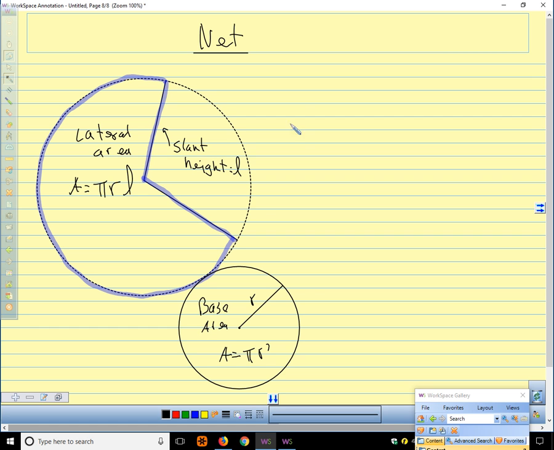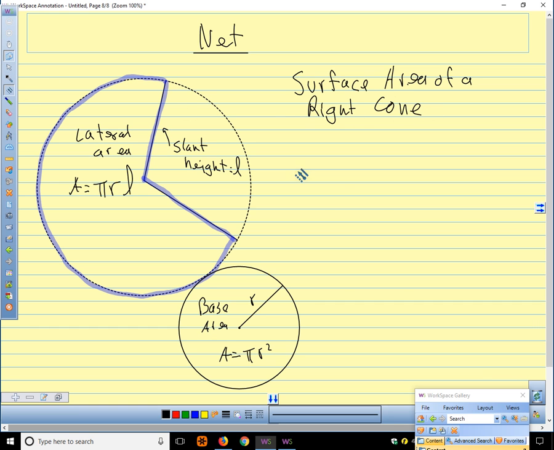So my surface area of a right cone, and right just means that the vertex is right above the center of the circle that makes up the base. Surface area of a right cone.